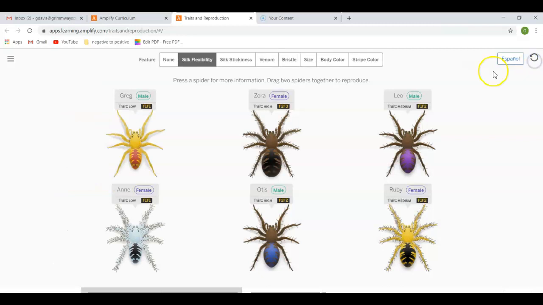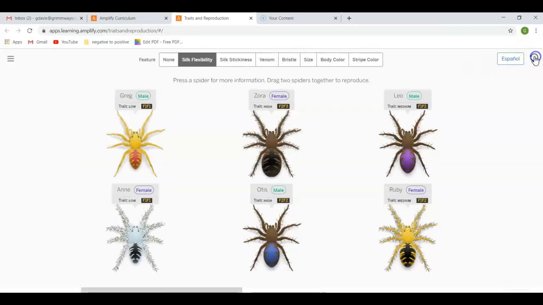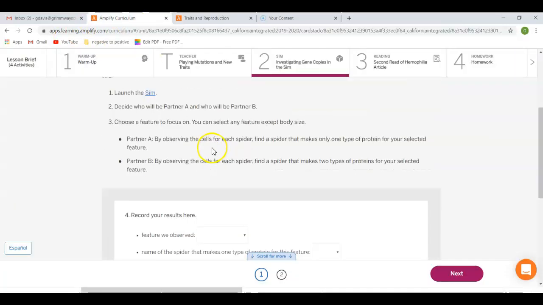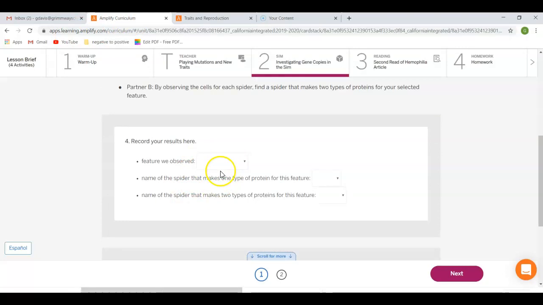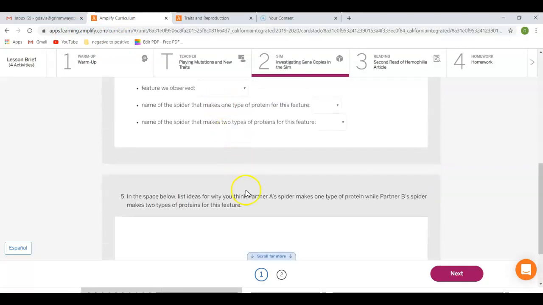And then you'll exit it, and then you'll check out another one. And you'll keep going, but in your questions, remember, it wants you to only answer for 2 spiders. So if you look at all of them, that's awesome, but make sure you only compare 2. One that's producing 1 protein, and one that's producing 2 proteins. Let's go ahead and pause the video, and get that done.